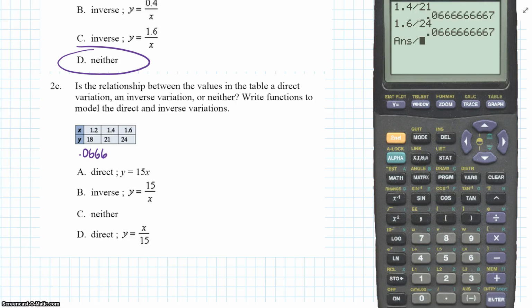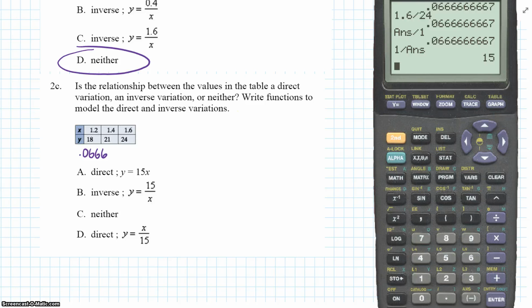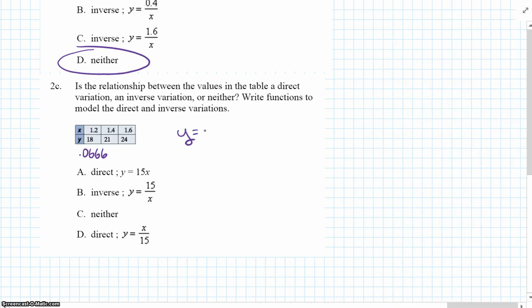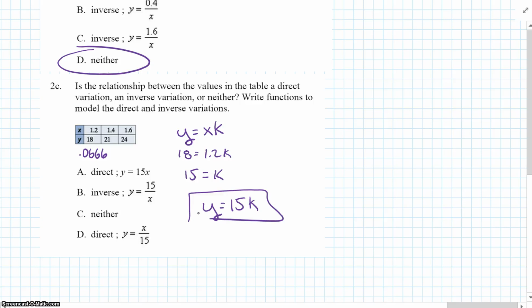Well, it must be a direct variation. So y must equal kx. So we'll just plug in. 18 equals 1.2 times k. So k is going to be 15. So we can rewrite this as y equals 15x. It's a direct variation. Okay, hopefully that makes sense.